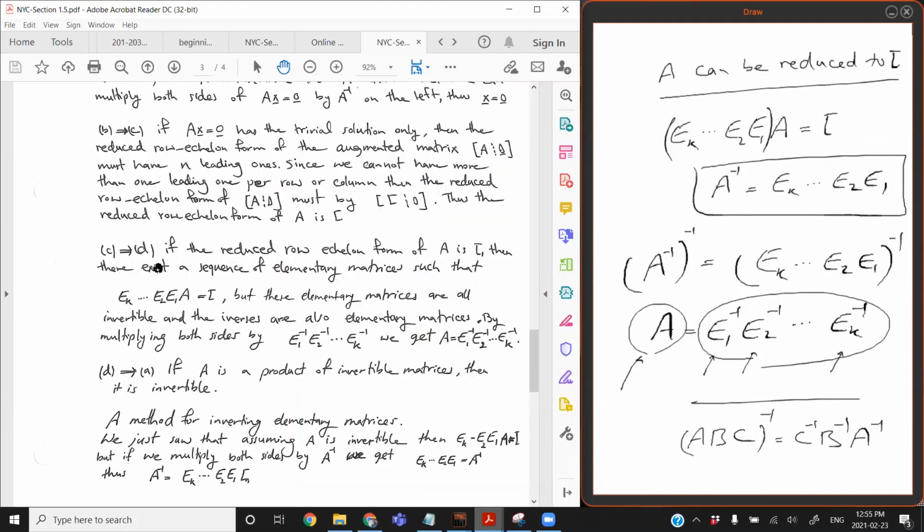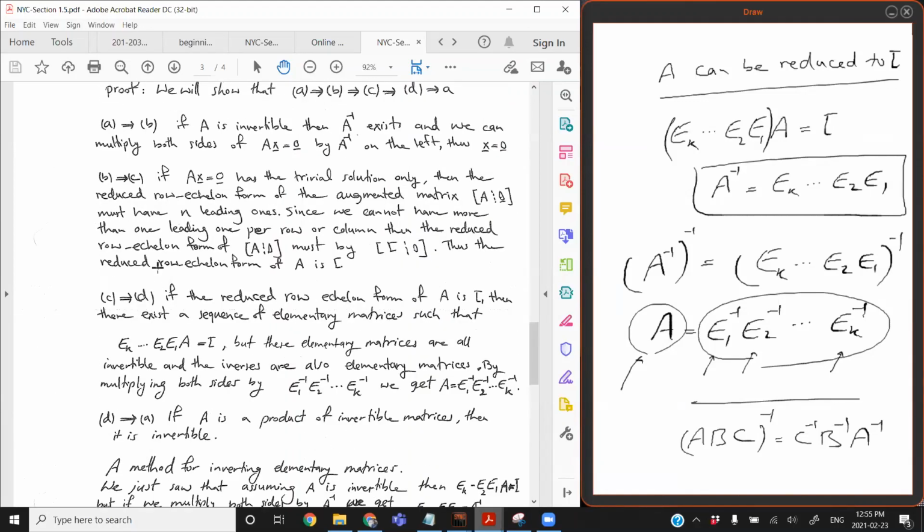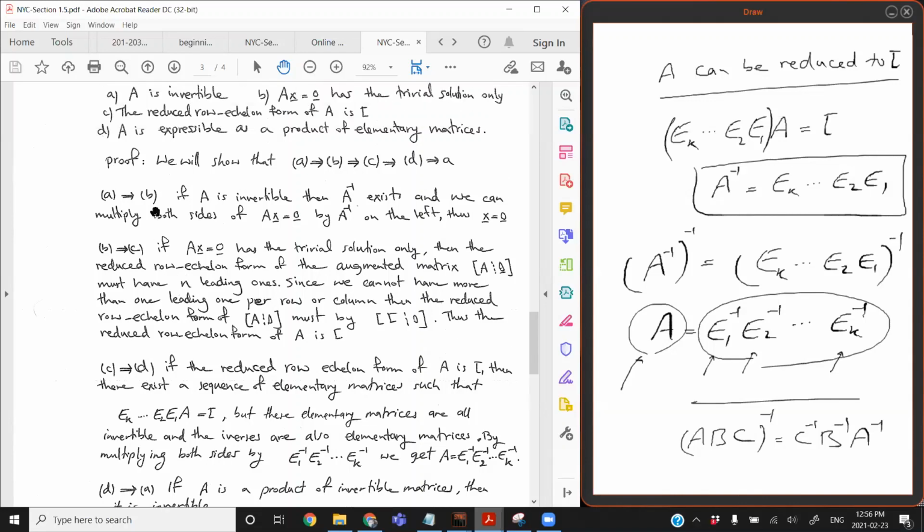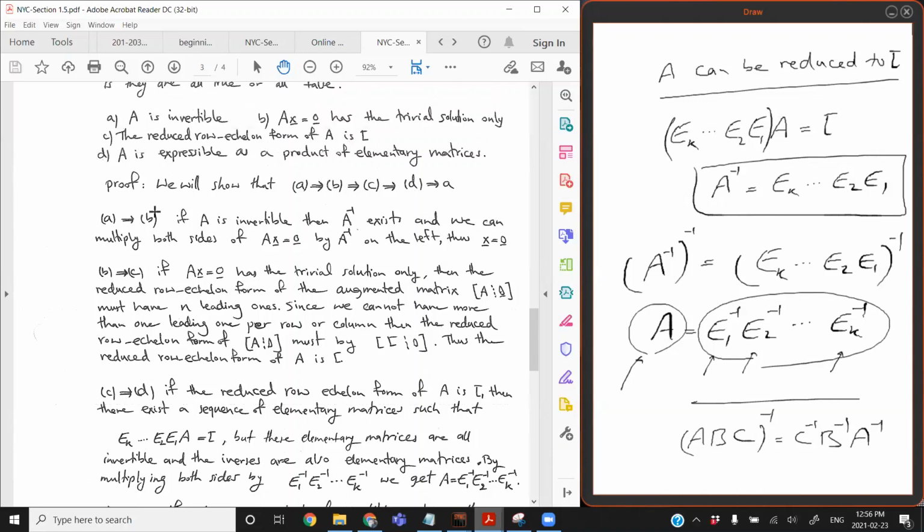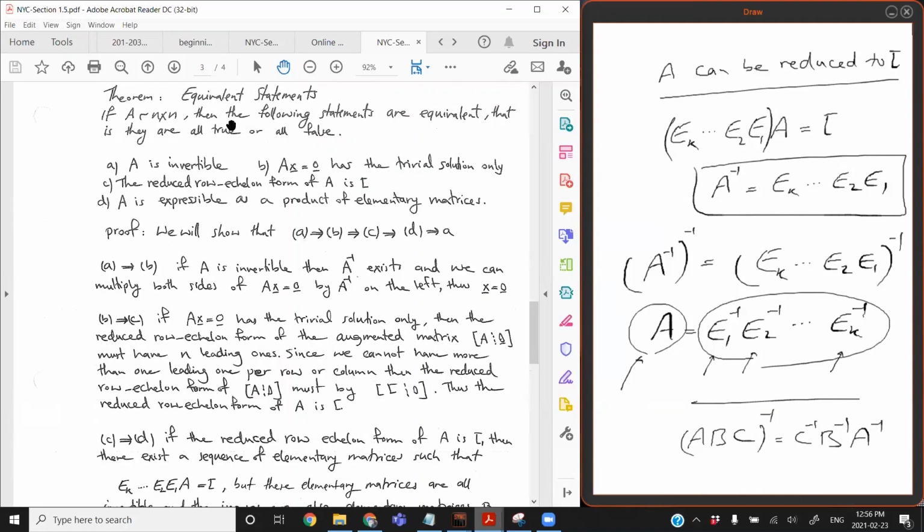I probably will not ask you to prove this theorem, especially not in the test, because the tests are going to be online. And even the final exam, I probably will not ask you to prove this theorem, but what I expect you to know is the theorem itself. So you need to know these, you need to memorize them. Memorize the four, it's very important, the four equivalent statements.